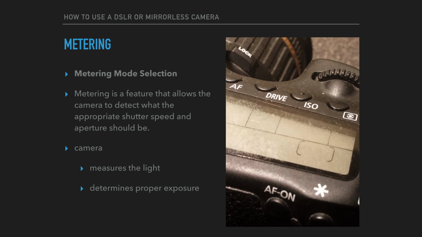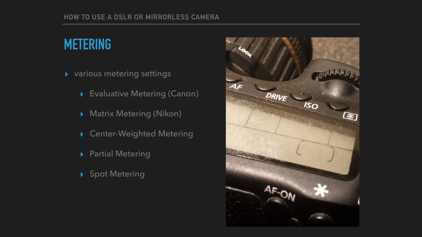Metering mode selection. Metering mode is a DSLR function that is not immediately obvious as to what it is. Metering is a feature that allows the camera to detect what the appropriate shutter speed and aperture should be. The camera is able to measure the light and determine what the proper exposure level should be. There are various metering settings available, such as evaluative metering, matrix metering, center weighted metering, spot metering, and partial metering. Below, we describe some of these modes.